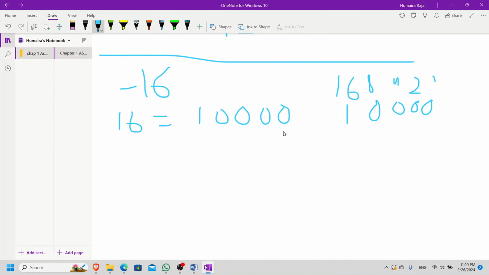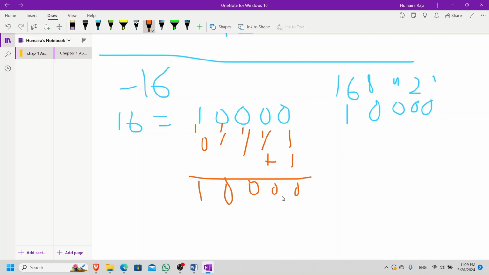So what I can do is take its 1's complement over here, so it will be 1 1 1 1 and 0, and then I will add plus 1 over here. So this will be 1 plus 1 is 0, carry. Again, the same process we did in the previous question, we are going to repeat this, and this 1 and 1 over here. Okay, so now this is the final answer for minus 16.